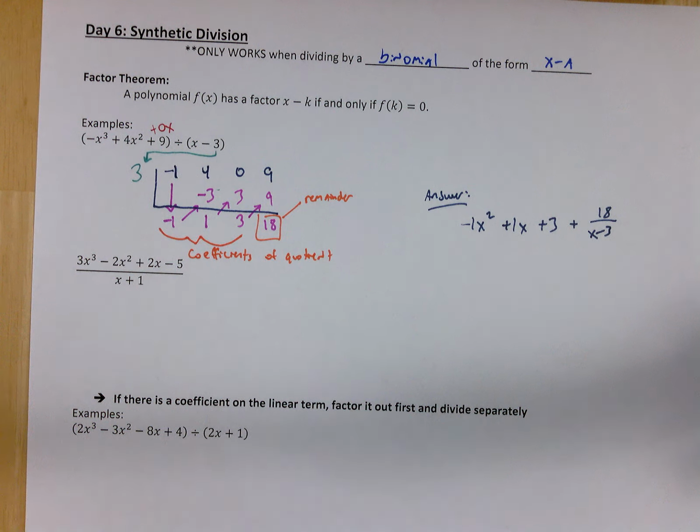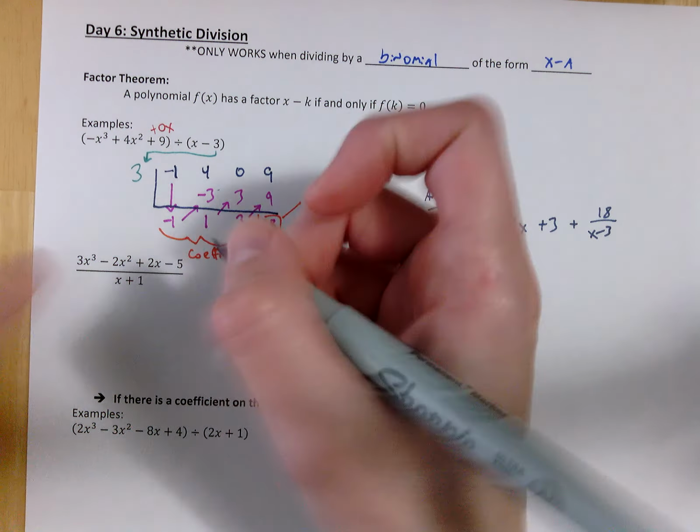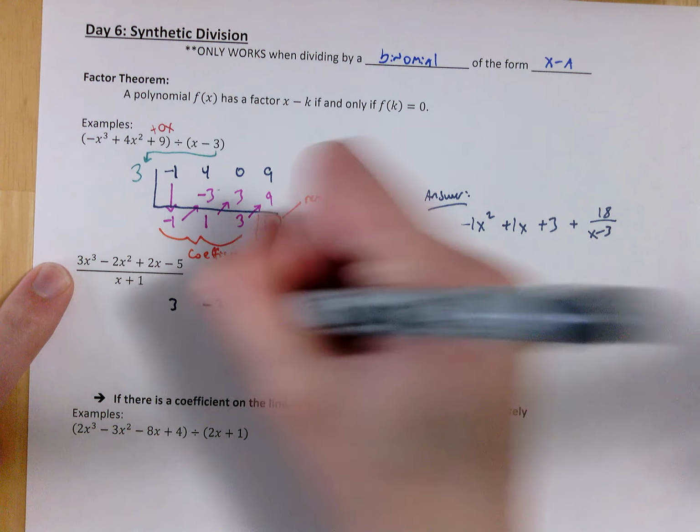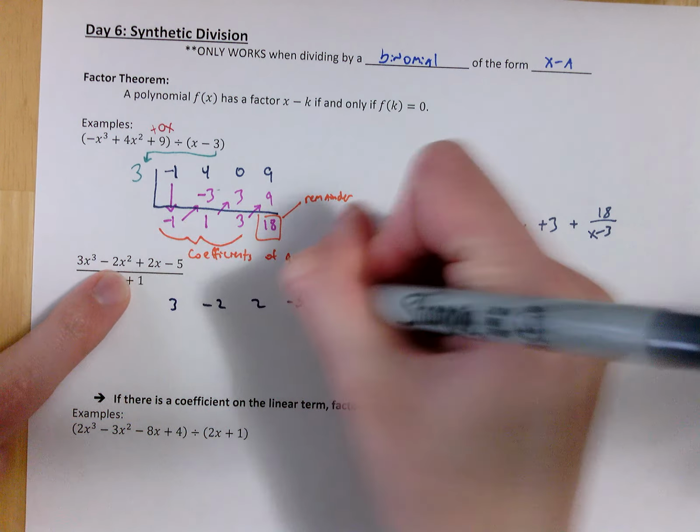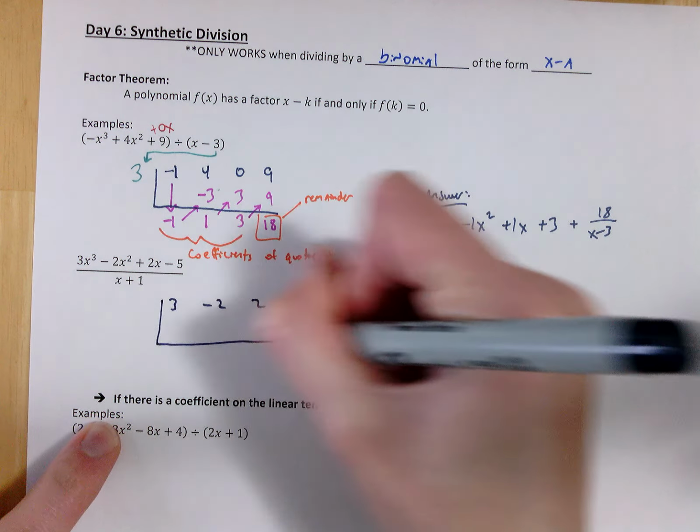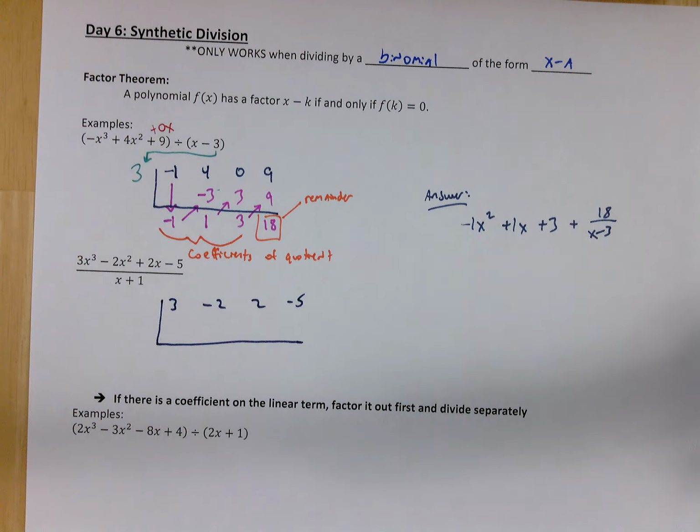Okay, so let's do that again with this next one. First thing I'm checking for is, do I have any missing terms? No, not this time. Great. Then I'm going to start by writing my coefficients: 3, -2, 2, -5. And there's my little bar thing. I'm dividing by x plus 1.